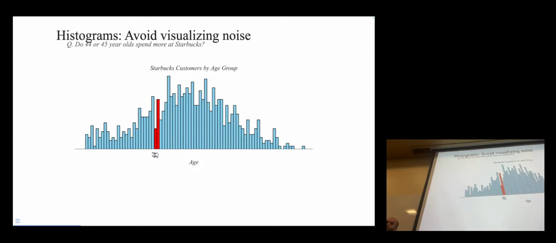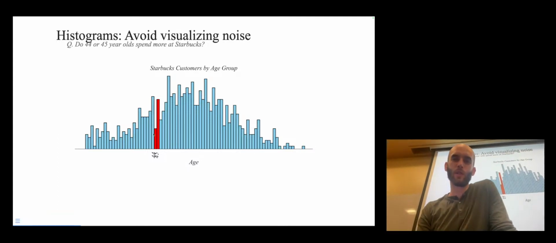And here we can clearly tell 55-year-olds buy more coffee at Starbucks than 44-year-olds. Do you think this is a real pattern? Like, someone tell me, what's going on here? Why does it look like 44 is maybe a third of 45?